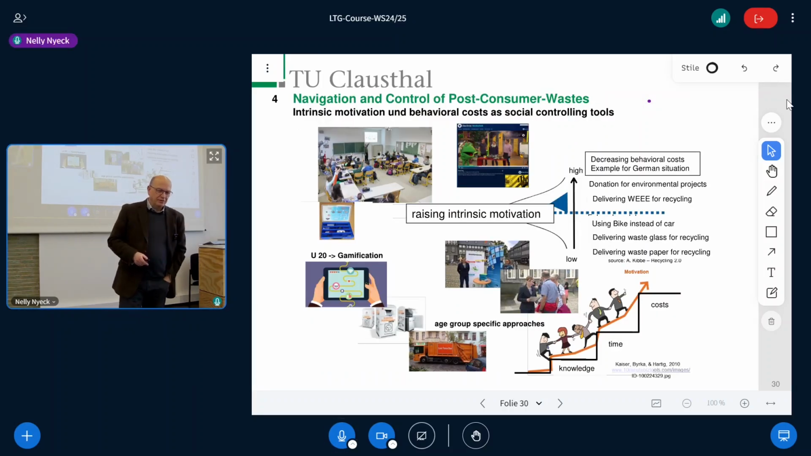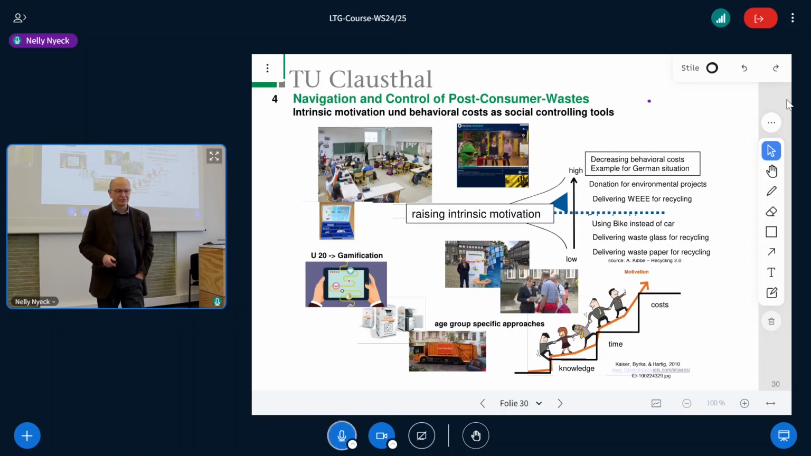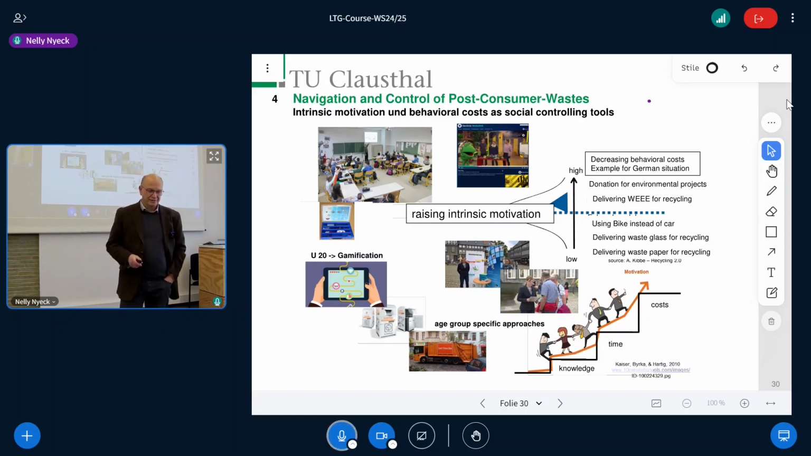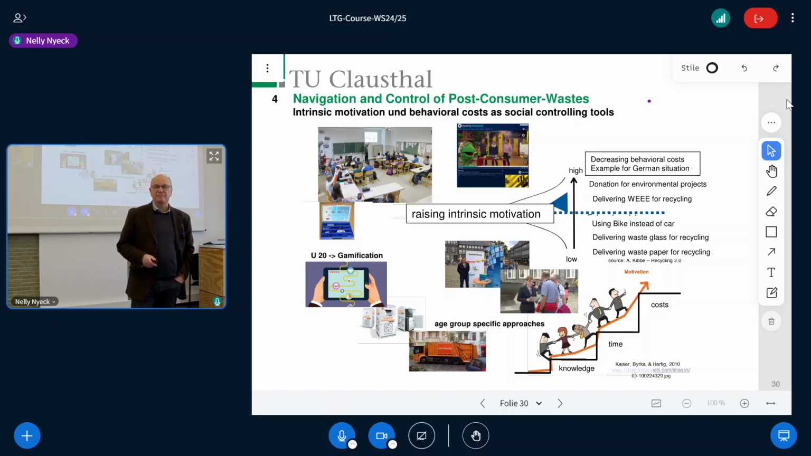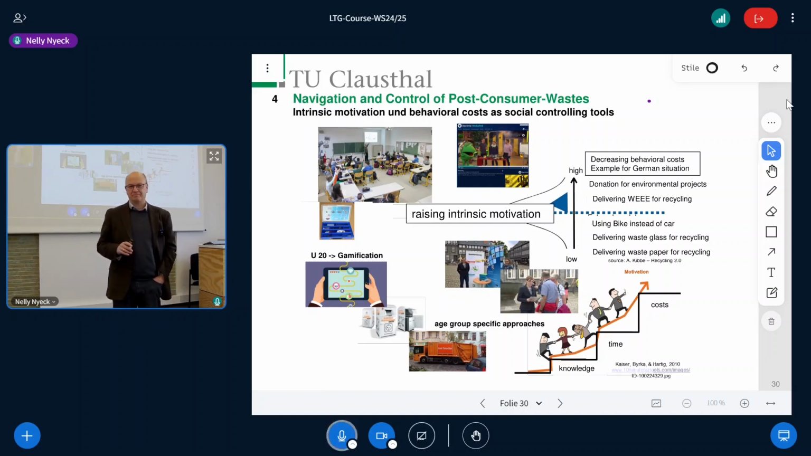Then, next point, navigation and control of post-consumer wastes. There are many nice points that you can follow. First of all, education is important, but of course we also need raising of intrinsic motivation, and we have what is called decreasing behavioral costs. What are behavioral costs? It has nothing to do with money. It's just that I have to get up from my sofa and do something.